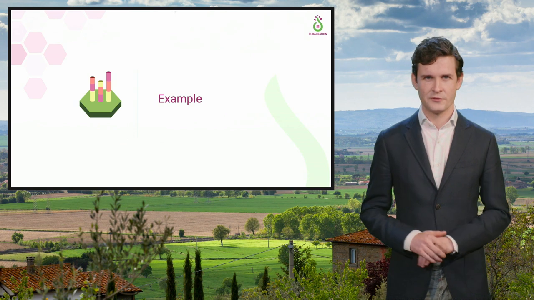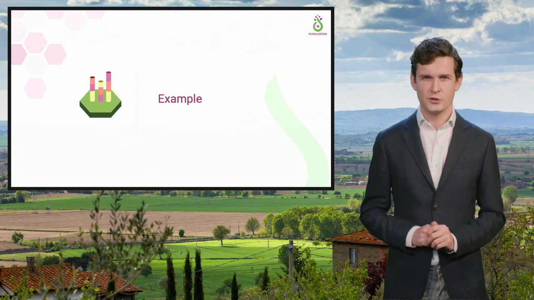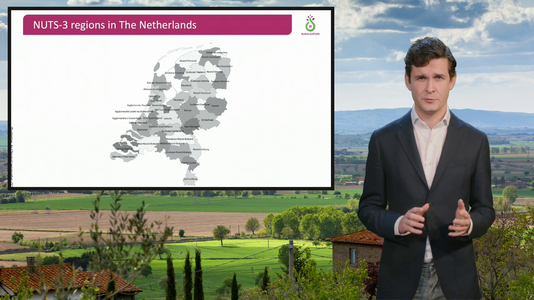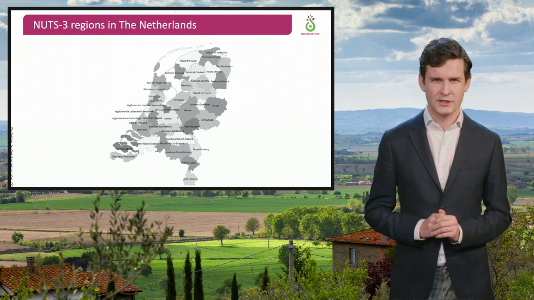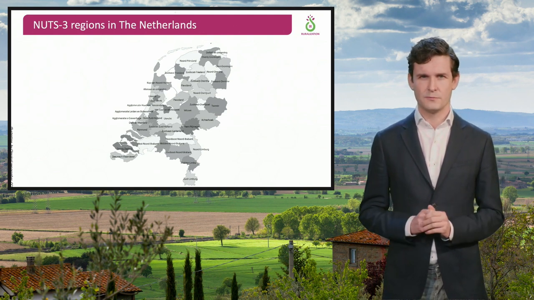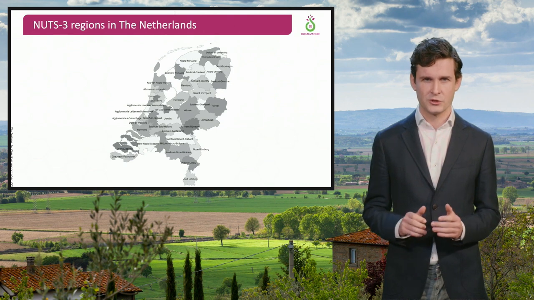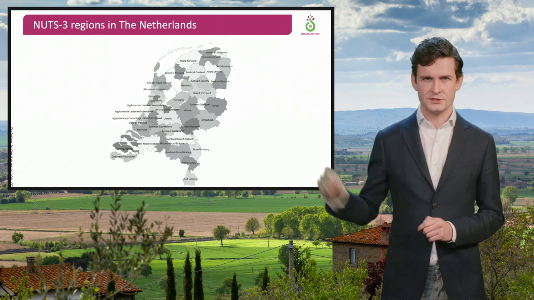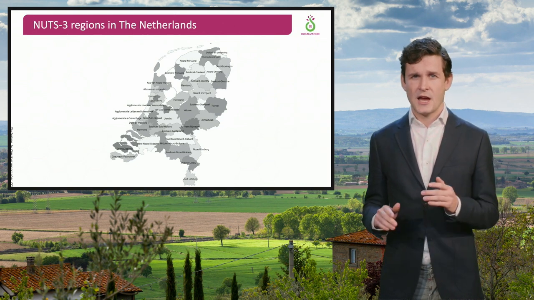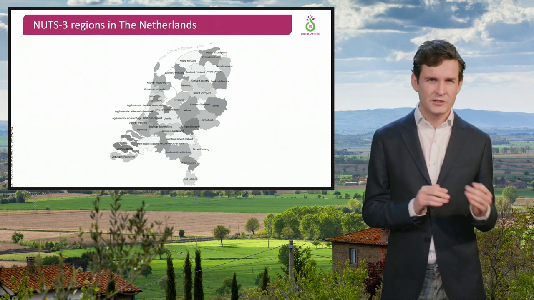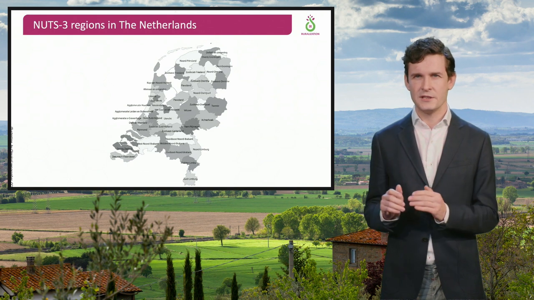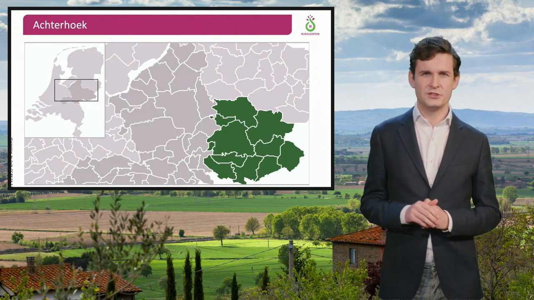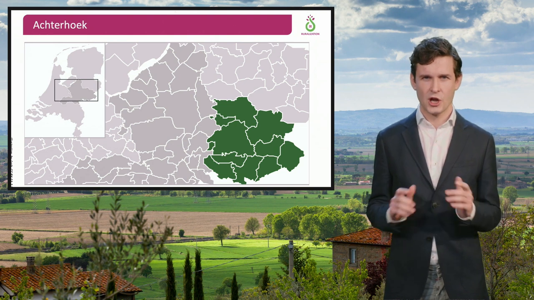As I am personally from the Netherlands, I will give you a Dutch example. The Netherlands is, as you may know, a relatively urbanized country. As a result, most potential regions will also have urban elements. These are the NUTS 3 regions in the Netherlands. I am now looking for a region which is relatively rural and can be clearly defined as a region. And for that, the region I'm going to select is Achterhoek.